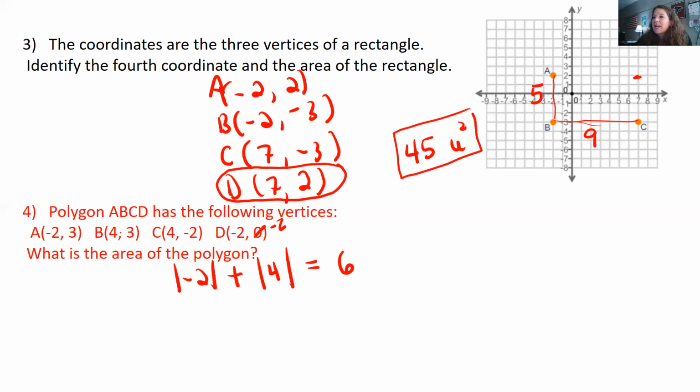Well, then that tells me I have 2 y values. I have -2 and 3. So the distance between 3 and -2 is 5. So the dimensions of my rectangle are 6 by 5. And if I multiply 6 times 5, I get 30 units squared.